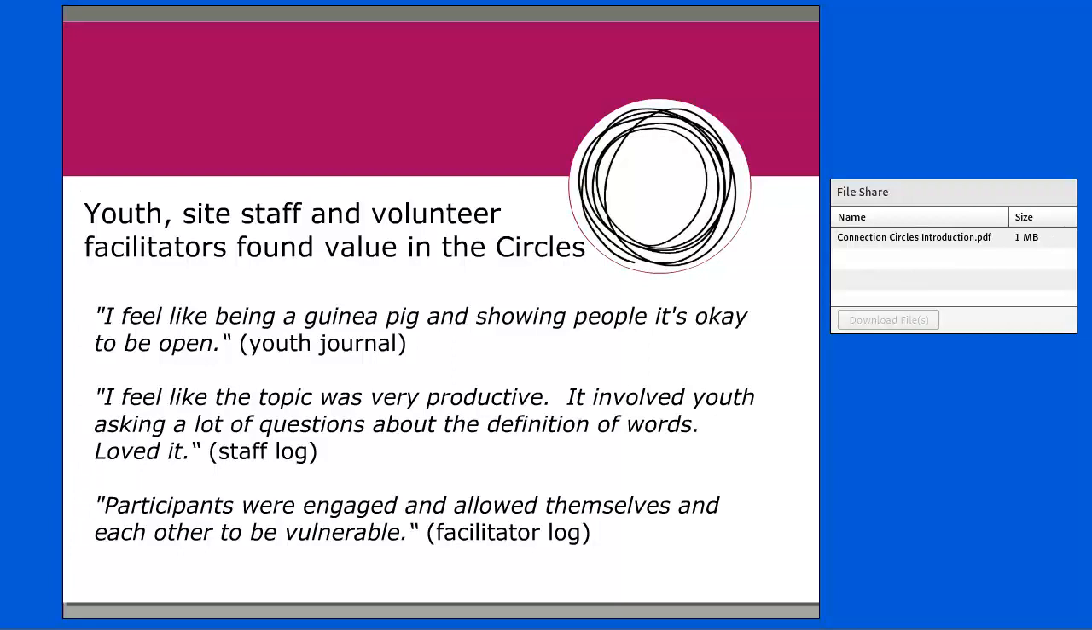So what did we find? Here's a summary of some of the key findings. Youth, site staff, and volunteer facilitators found value in the circles. For example, from a youth journal, I feel like being a guinea pig and showing people it's okay to be open. From a staff log, I feel like the topic was very productive. It involved youth asking a lot of questions about the definition of words. Loved it. And from a facilitator log, participants were engaged and allowed themselves and each other to be vulnerable.